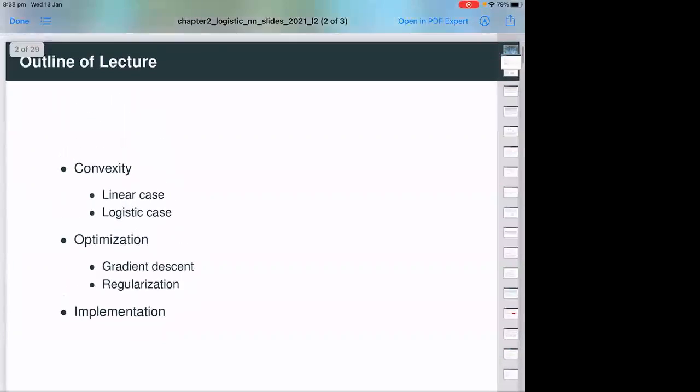So today, it's like a warm-up for your series of lectures on optimization. Just a warm-up for tomorrow. I will talk about convexity, and we will see the linear case and the logistic case, and we'll talk about optimization with gradient descent and some regularization. Okay? You have the slides? We're ready.